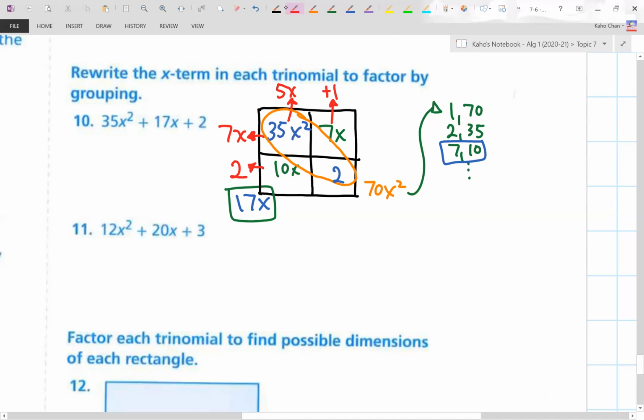Final answer for number 10: 7x plus 2 and 5x plus 1. You can always check by FOILing. FOILing the answer, you'll get the original problem, right? All right, I'm going to proceed with number 11. If there are any questions, let's do it.